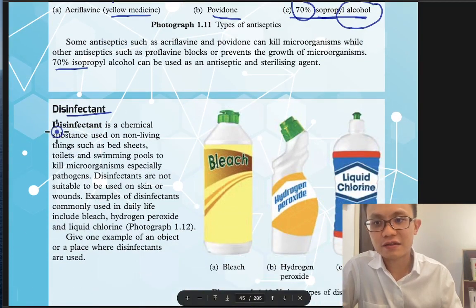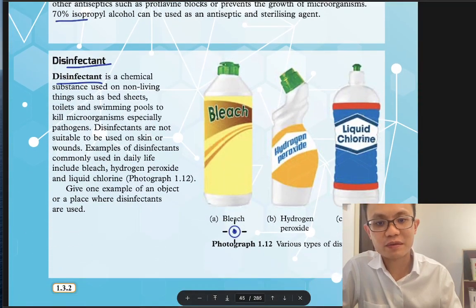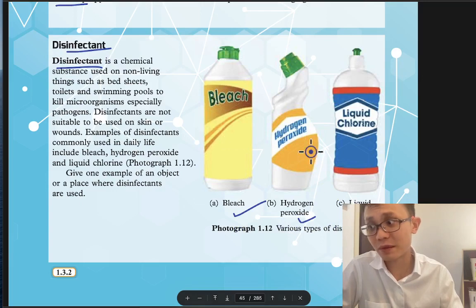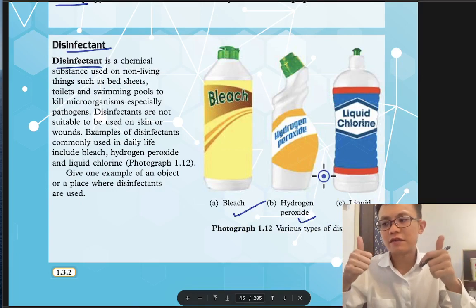Disinfectant, okay, this one also can. Bleach you can buy in Speed Mart for 2-3 ringgit. Hydrogen peroxide, this one you can buy in the pharmacy. Oh, I use hydrogen peroxide, very good.